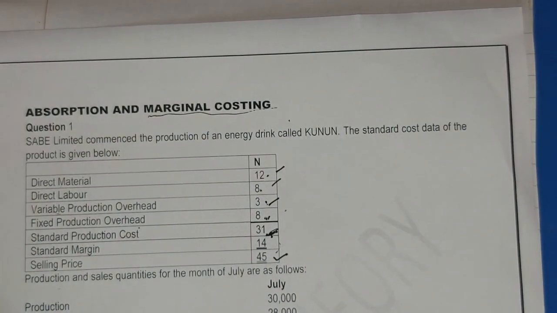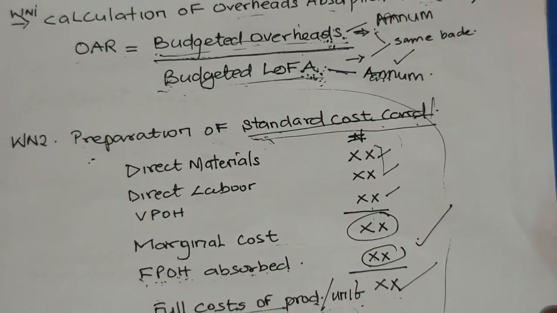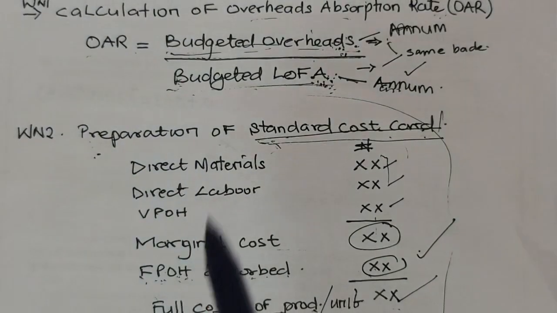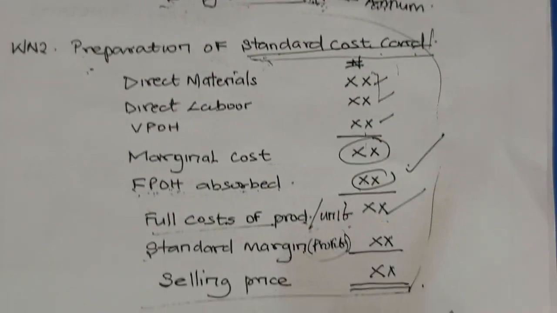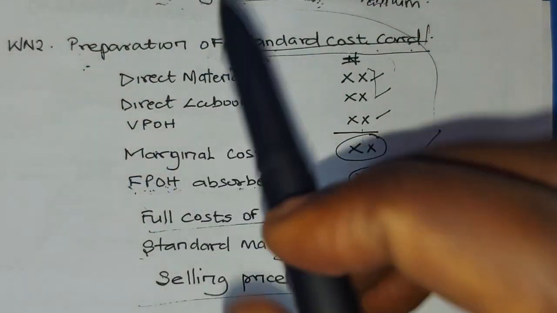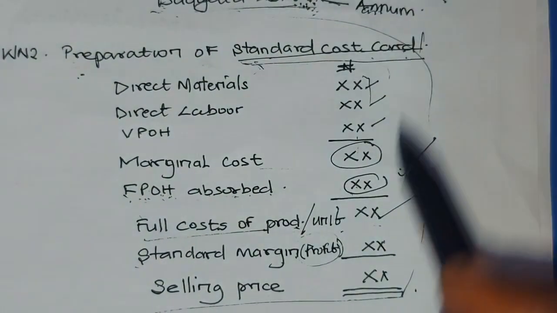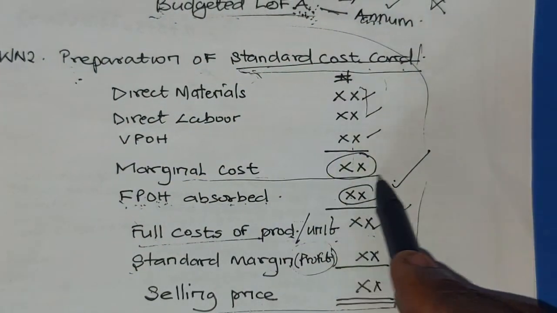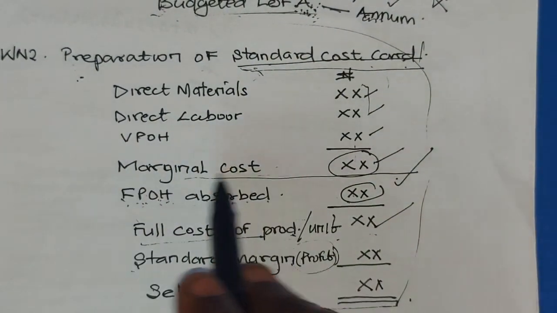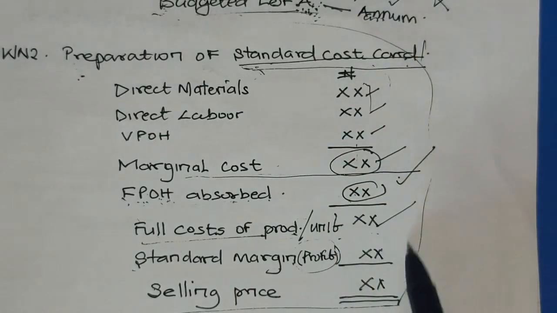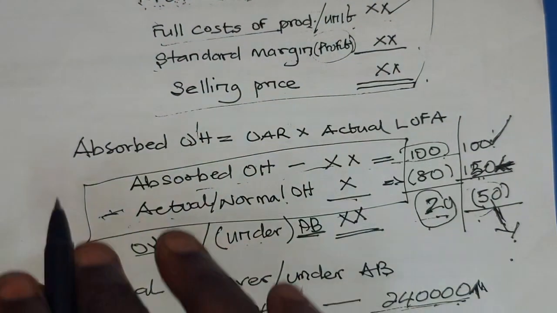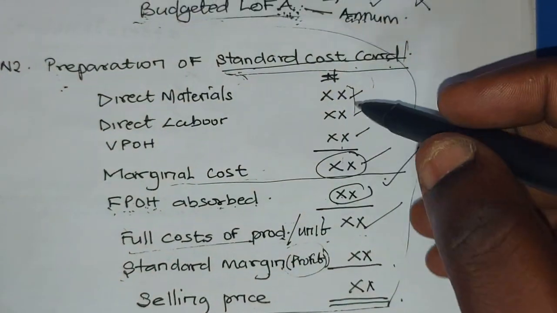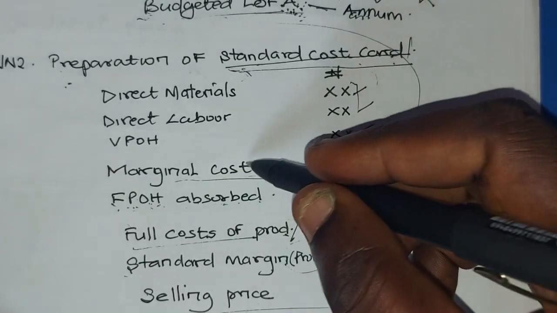I told you that before you prepare the profit statement, two working notes are needed. For the marginal costing principle, the calculation of absorption is not needed, but the cost card is needed, and the cost card must show the marginal cost. So what we need here is the calculation of the marginal cost per unit.